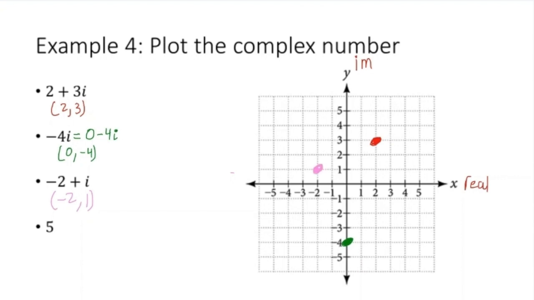Lastly, 5. Now 5 is a real number. But remember, all real numbers are also complex numbers because we can add 0i to the end of them. So the number 5 corresponds to the point (5, 0), since the real part is 5 and the imaginary part is 0. And where would the point (5, 0) go on our complex plane? It'll go right there.